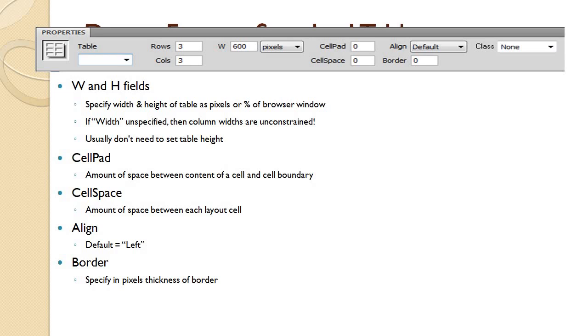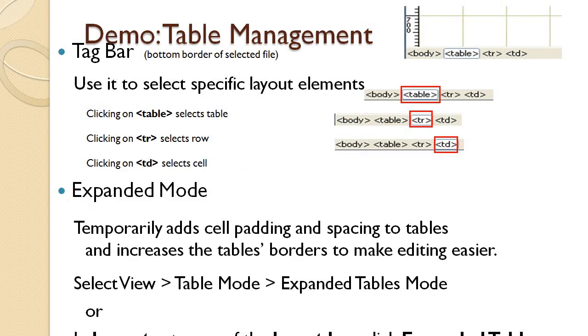Cell padding is the amount of space between the content of the cell and the cell boundary. Cell spacing is the amount of space between each layout cell. Alignment default is equal to left. Border specifies the thickness of the border in pixels.